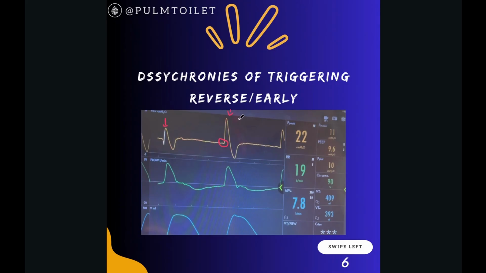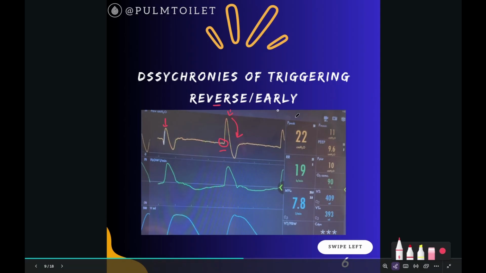This breath, the beginning of it, is not spontaneous, but the patient's diaphragm starts to act after the breath is started. So reverse trigger, by definition, is kind of this double trigger morphology, but the initial part of the breath is machine delivered, and the second part is patient effort, which is what you see here.